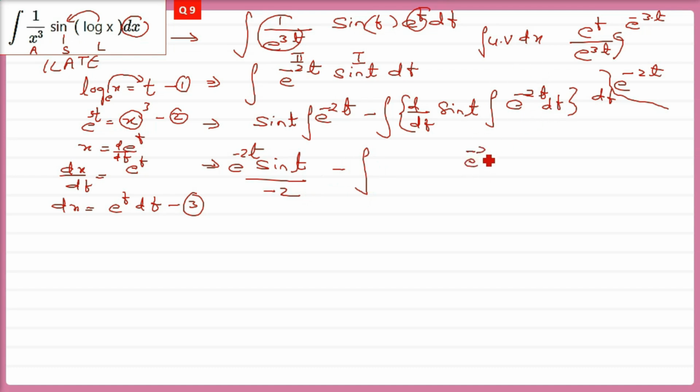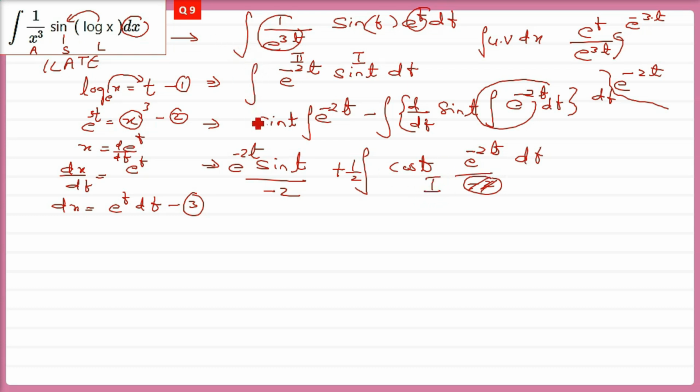Now e raised negative 2t by negative 2, negative 2 will come from here, and the derivative of sin t will be cos t. And again integration will be done. So what will we do? Negative 2 will come in front. Why? Because we just need cos t e raised negative 2t inside. So when you take this negative 2 inside, this plus half will come outside.